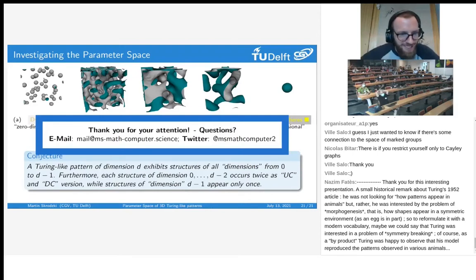Yeah, that is very true. That's the title, actually. So to reformulate it with a modern vocabulary, maybe we could say that Turing was interested in a problem of symmetry breaking. Of course, as a byproduct, Turing was happy to observe that his model reproduced the patterns observed in various animals. Sure. Thank you for that. That's a good clarification, actually. Turing was not after understanding how these patterns emerge, but rather after this question of morphogenesis. But now we do have this great tool, and we did find out that it does describe skin patterns. So it's a good opportunity for us to apply this tool, or this toolkit rather, to different scenarios, as I've shown, like in physics or chemistry even.